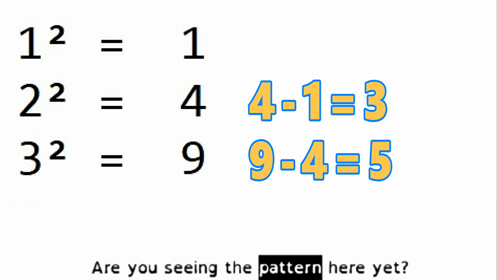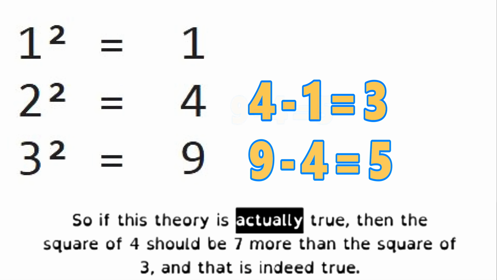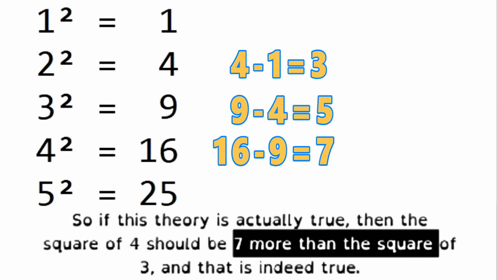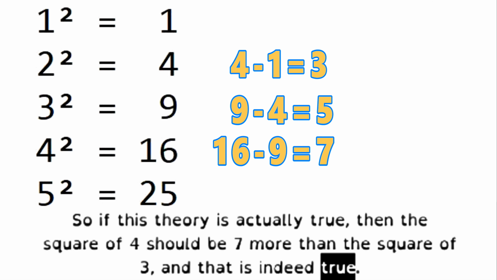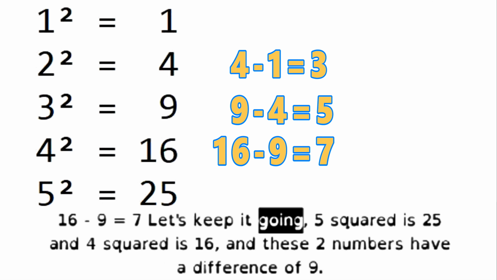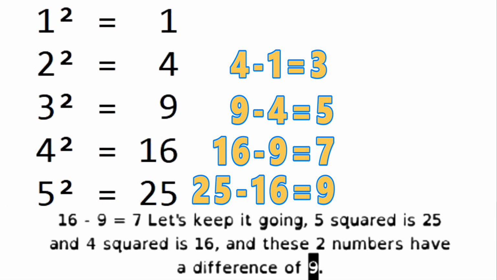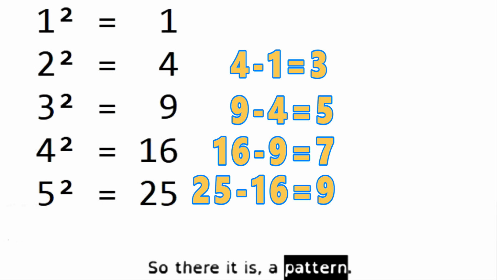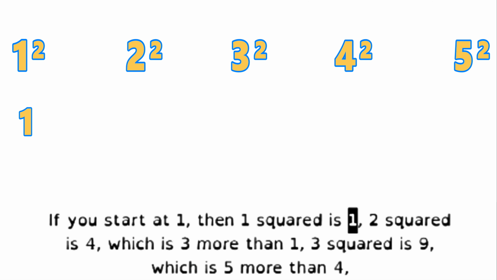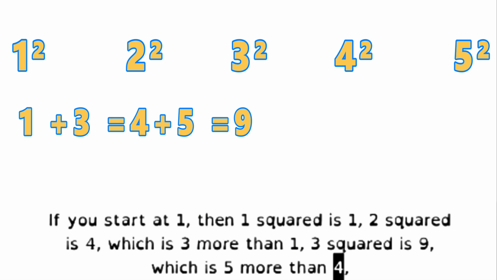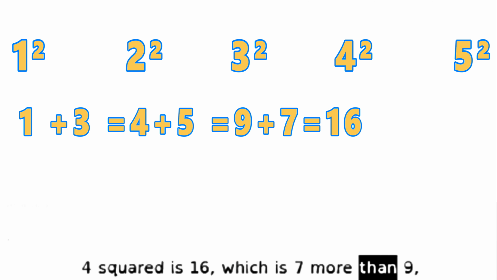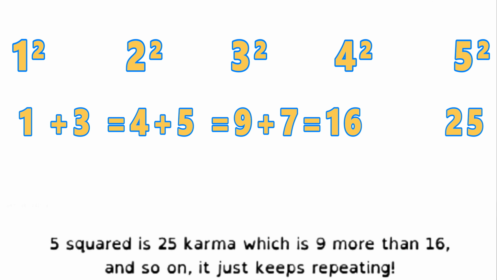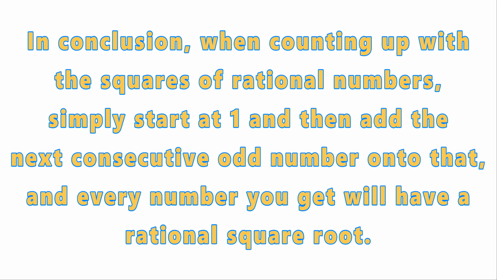Are you seeing the pattern here yet? So if this theory is actually true, then the square of 4 should be 7 more than the square of 3, and that is indeed true. 16 minus 9 equals 7. Let's keep it going. 5 squared is 25 and 4 squared is 16, and these two numbers have a difference of 9. So there it is, a pattern. If you start at 1, then 1 squared is 1, 2 squared is 4, which is 3 more than 1, 3 squared is 9, which is 5 more than 4, 4 squared is 16, which is 7 more than 9, 5 squared is 25, which is 9 more than 16, and so on. It just keeps repeating.